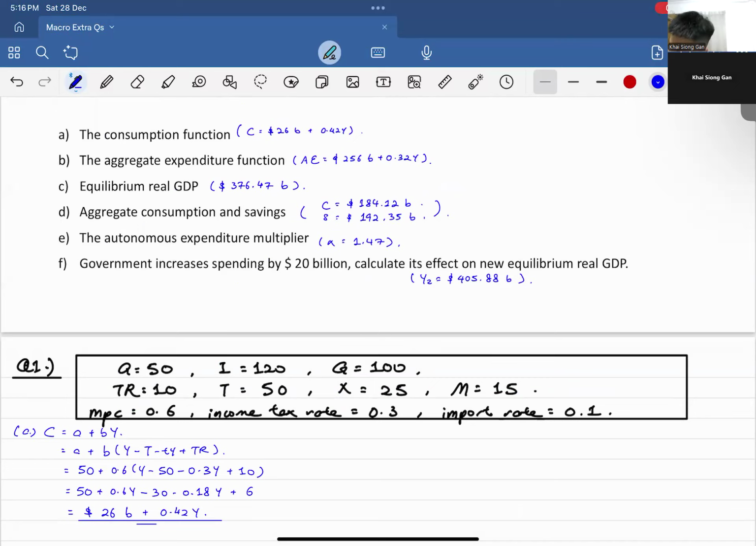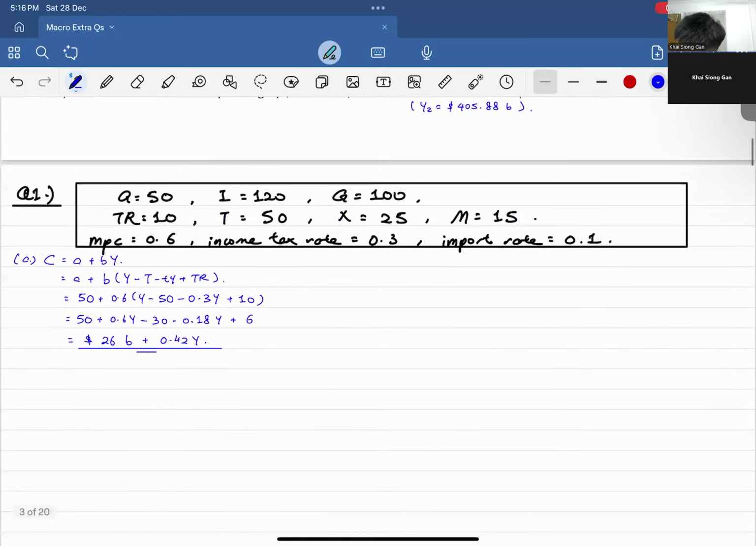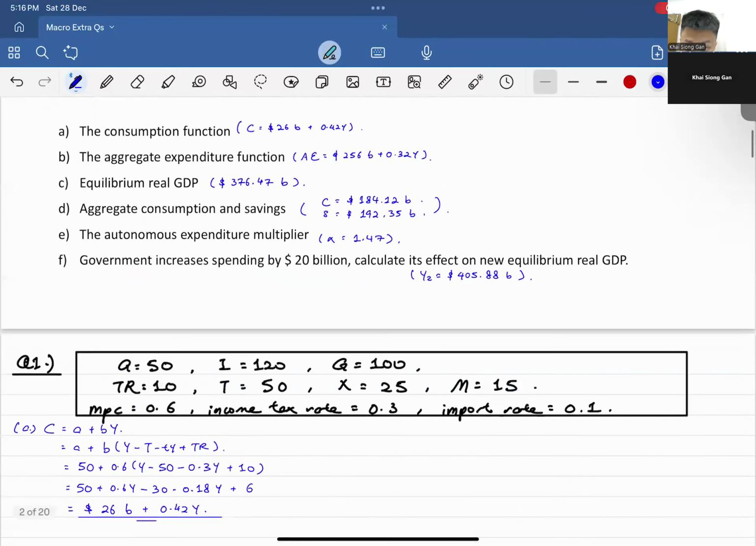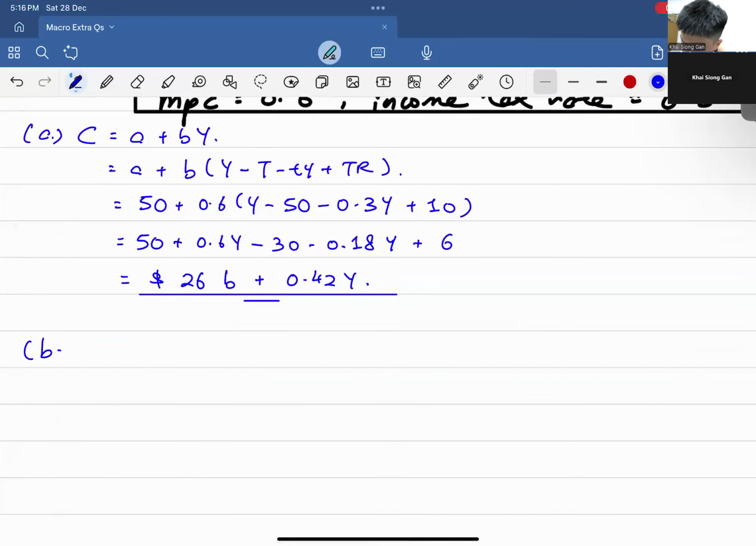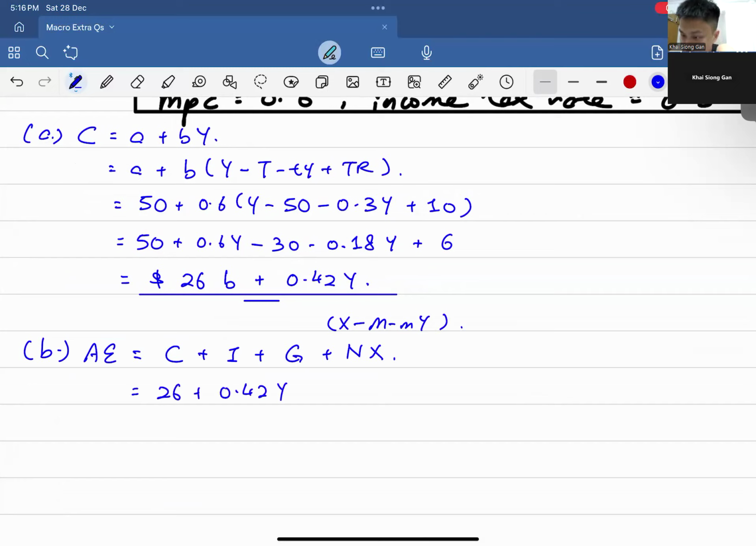Now moving on, the AE function. When they ask about a function, you leave your answer as a function, followed by the equilibrium real GDP. So let's work on it together. AE equals consumption plus investment plus government spending plus net exports. And net exports means exports minus imports minus induced imports. So substitute the values in that we calculated just now.